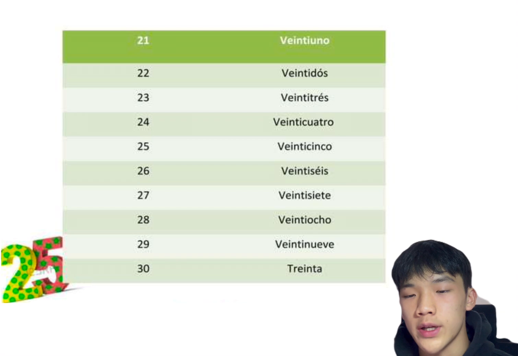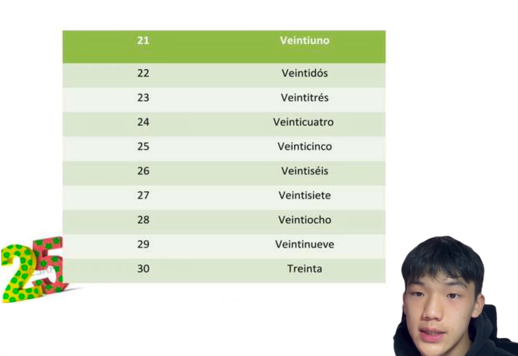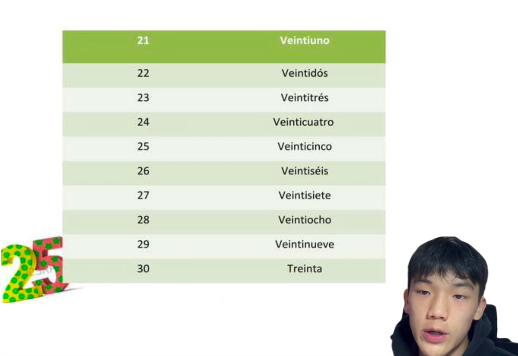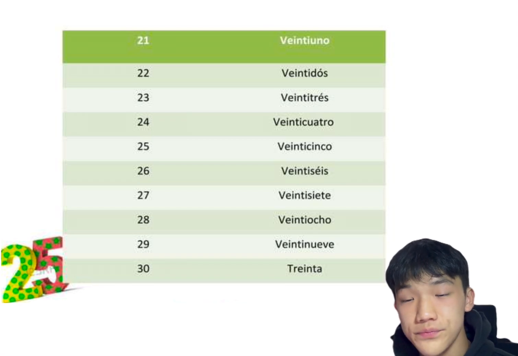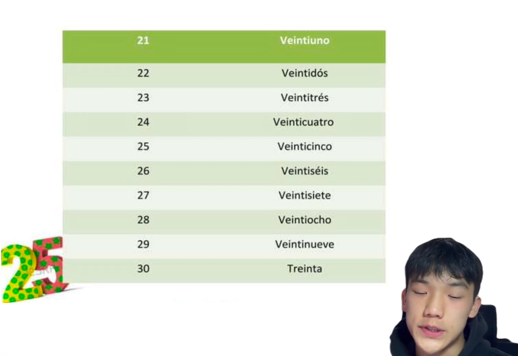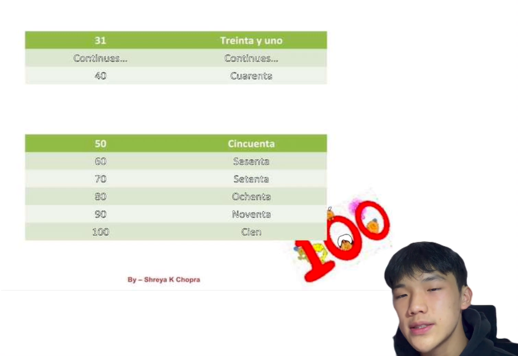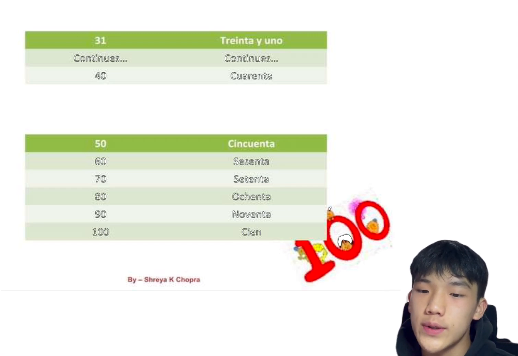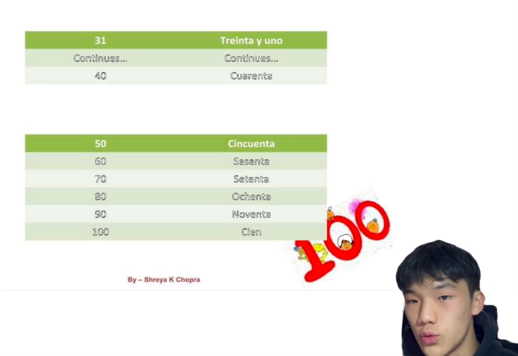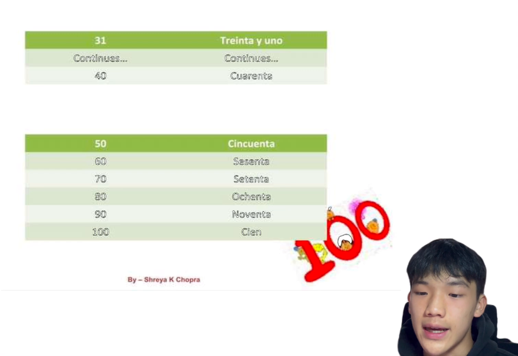From 21 to 29, they are veinti, which is 20, with the unit number. 21 being veintiuno, 22 being veintidós, etc. Then we move on to 30, which is treinta. From 31 onwards, the units place doesn't really have a merger with the word. Instead, what you will say is treinta y uno, meaning 30 and 1, with y meaning and.